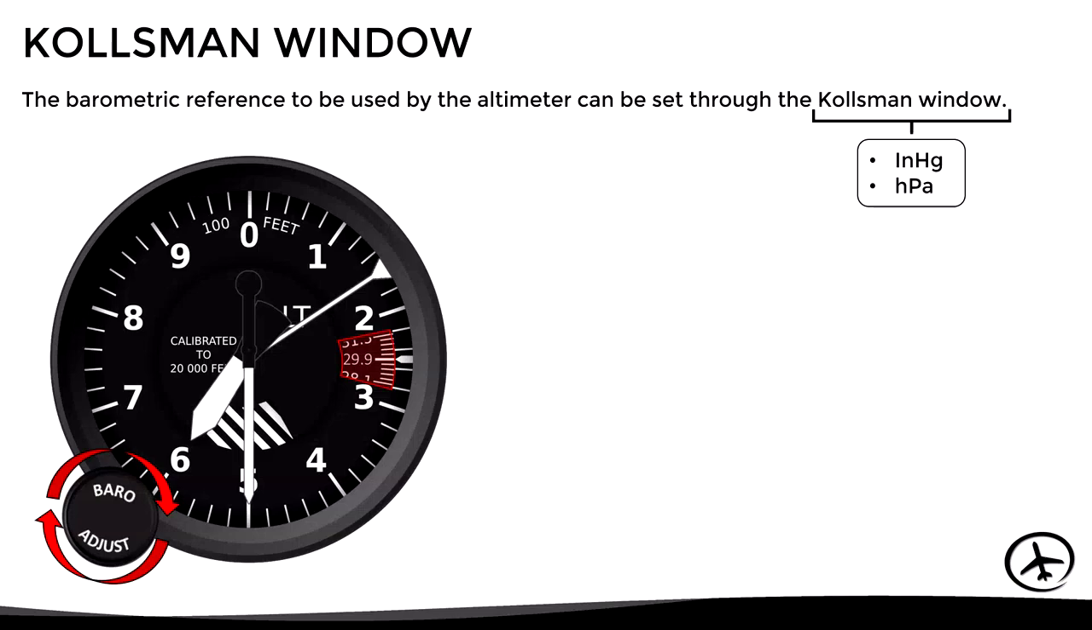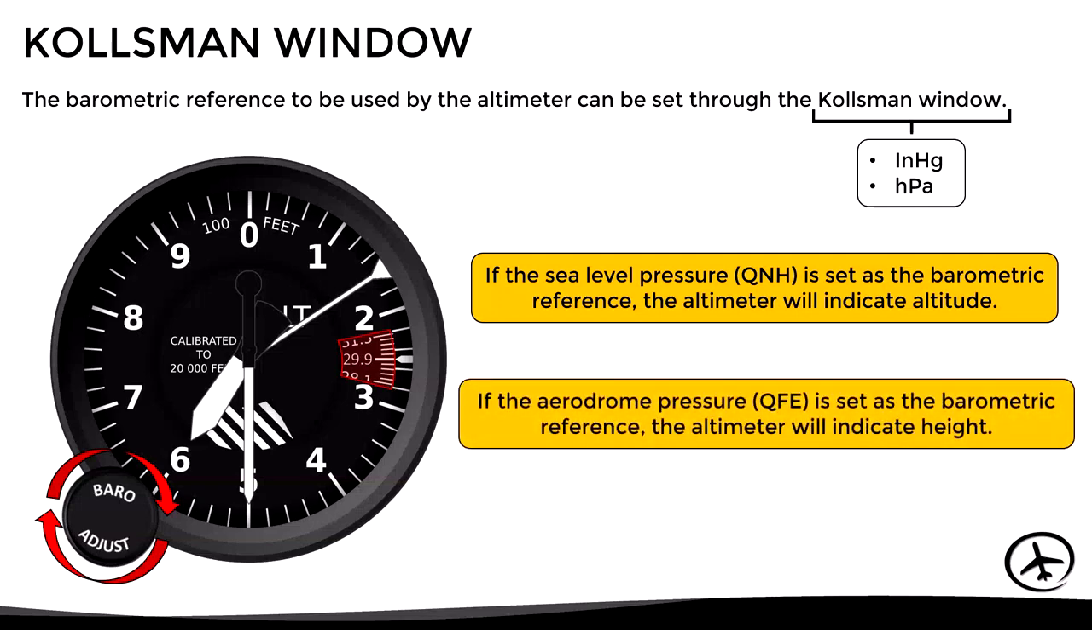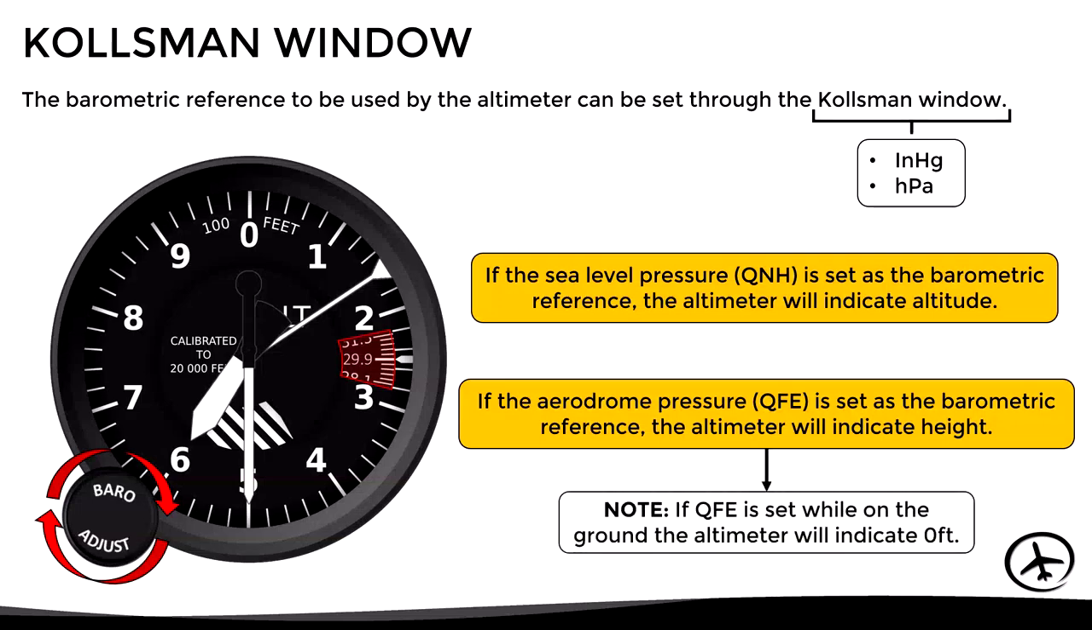So to summarize, if we adjust the QNH as barometric reference, the altimeter will indicate the altitude above mean sea level. While if we adjust the QFE as barometric reference, the altimeter will indicate the height above the airport. It is therefore logical that if we adjust the QFE of the airport while on the ground, the altimeter should indicate 0 feet.